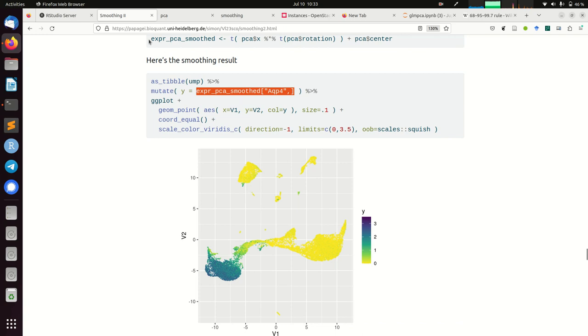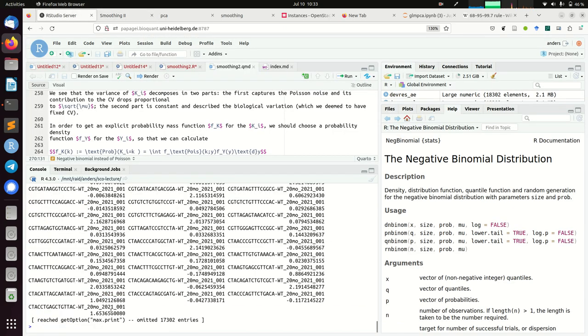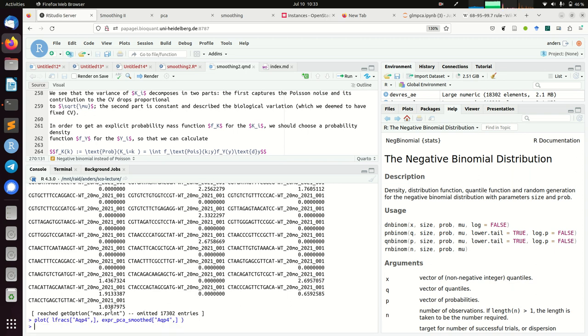I hope it's loaded in the other window, when I can quickly show you this. Here is the smoothed expression. And here is the raw expression, Lfrax, AQP4, thanks. So this is the expression that we got from each cell individually, and this is after rotating into PCA space and rotating back, and by this manner mixing in some information from the others.